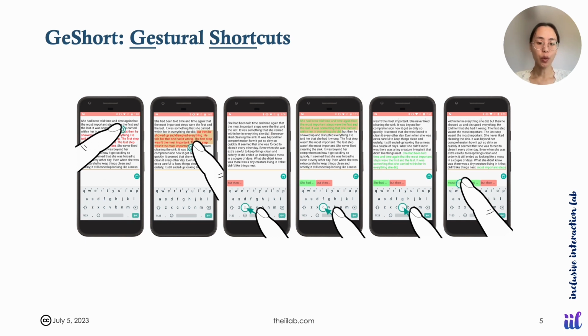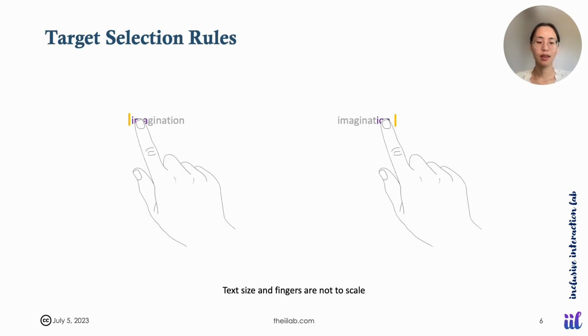It uses simple rules to facilitate direct cursor positioning, gestural shortcuts for text editing and formatting, and a floating clipboard to enable delayed, repeated, and block editing. We developed 3 simple rules to facilitate the precise target selection.